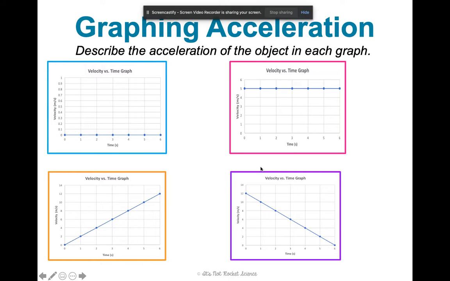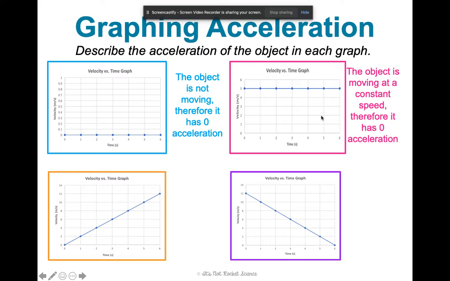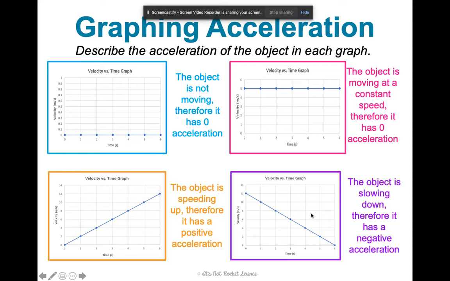All right, for graphing acceleration, we have these 4 graphs. We're going to start with this blue one here. This means that the object is not moving, therefore it has 0 acceleration. This one, the object is moving at a constant speed, therefore it has 0 acceleration. This one right here, the object is speeding up, therefore it has a positive acceleration. And this one, the object is slowing down, therefore it has a negative acceleration.